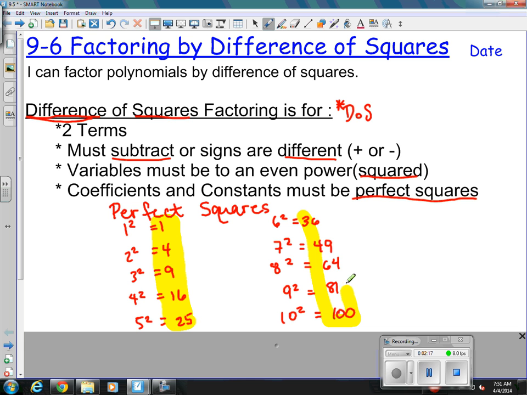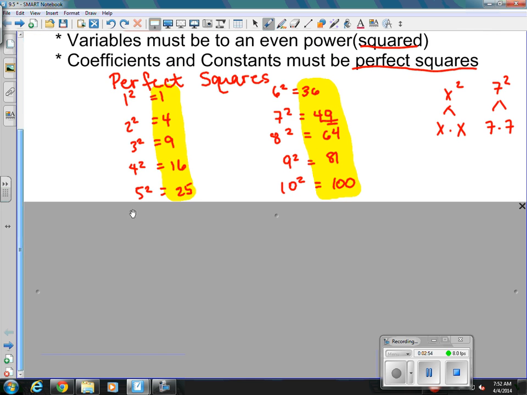So it's like if I were to ask you, what is the square root of 49, you would know it's just 7. And also, if you think about something being squared, we've talked about this before. If I have x squared, it breaks apart into x and x, so that means I have two x's. The same way, if I have 7 squared, that means I have 7 times 7, and 7 times 7 is 49. So that means we have two of the same number being multiplied.